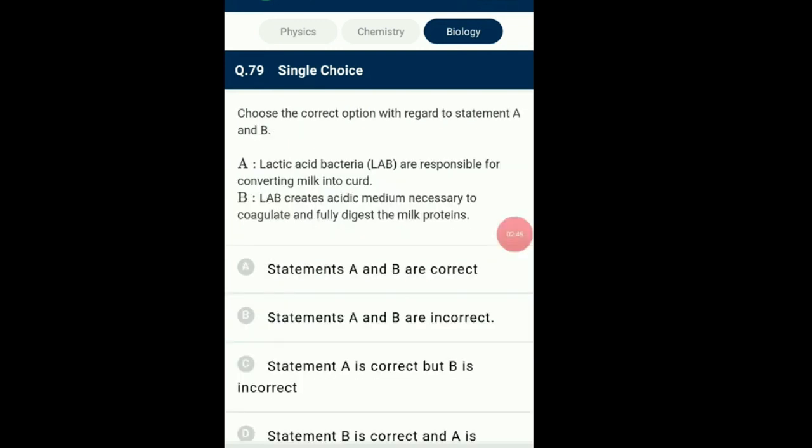Question number 79. Choose the correct option with regard to statements A and B. Lactic acid bacteria produce lactic acid which causes coagulation of milk and causes partial digestion of milk protein casein. Lactic acid produced is necessary for the conversion of milk to curd. So the answer for this question is option C. From the given statements A and B, statement A is correct, but statement B is incorrect.